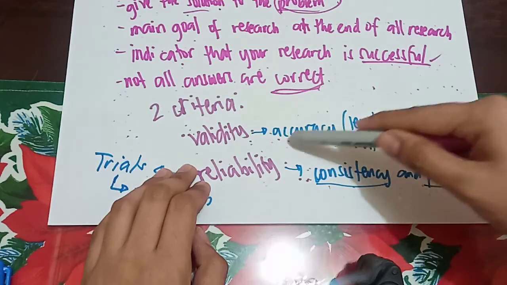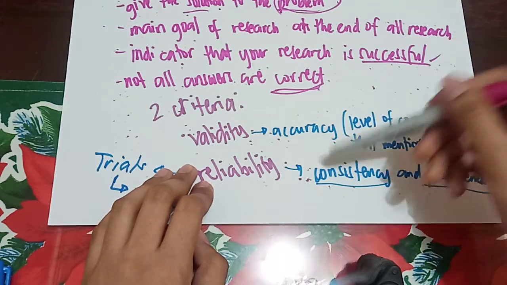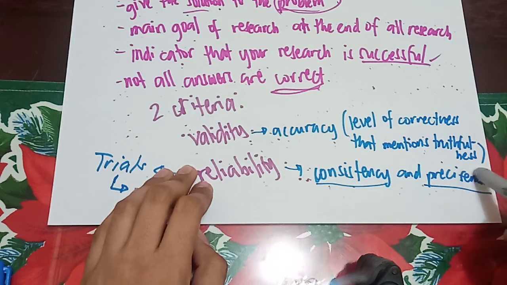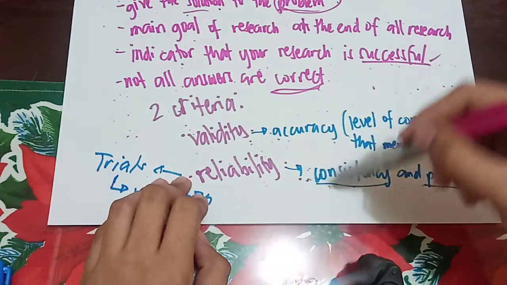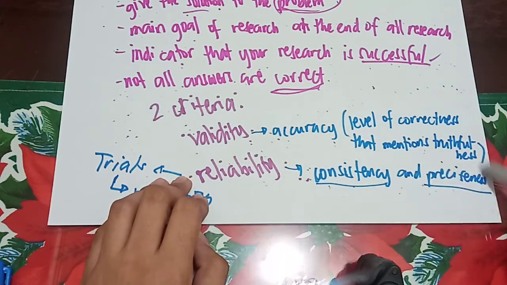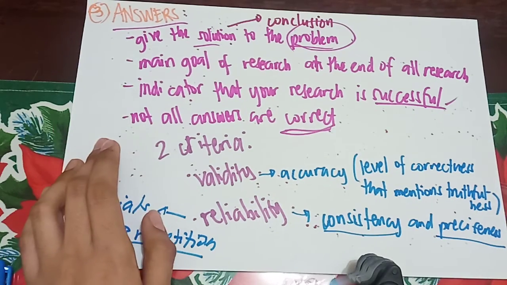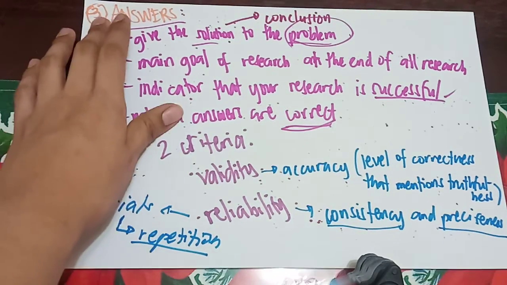The validity measures accuracy, whereas it states that there is a level of correctness that mentions truthfulness. Then, reliability pertains to the consistency and preciseness of data. The data are not too far from one another. Okay? So, in the next video presentation, we will tackle the last term to define research, which is questions.